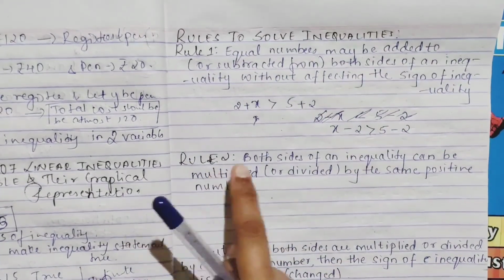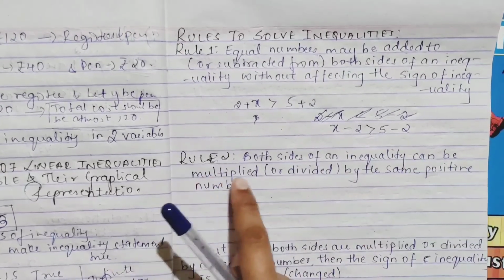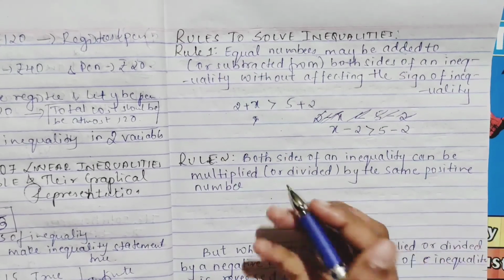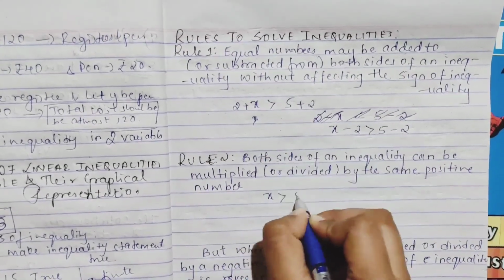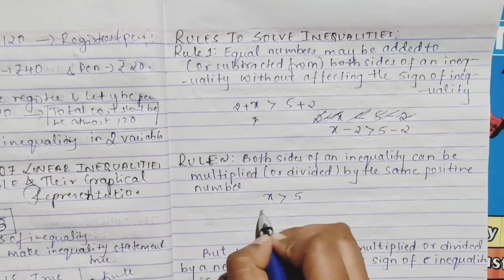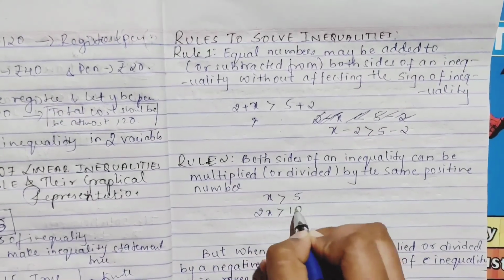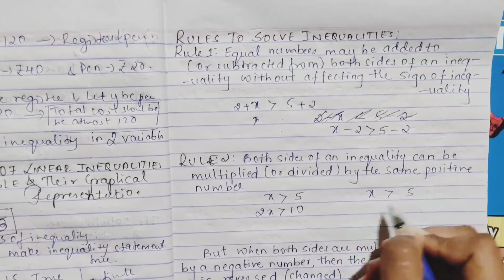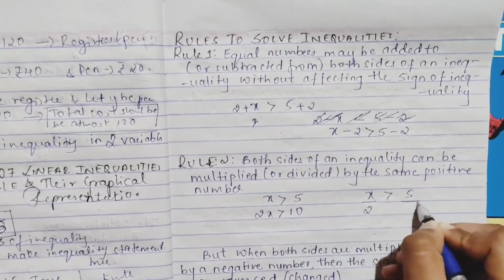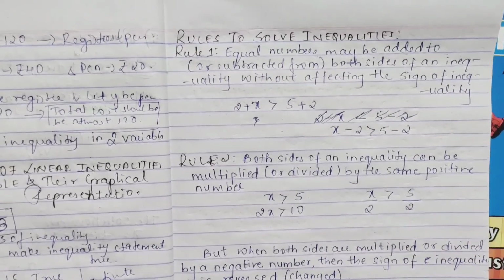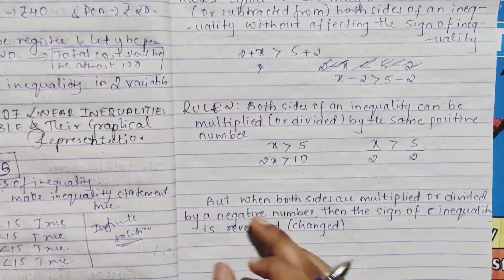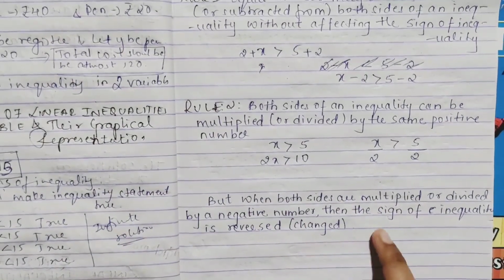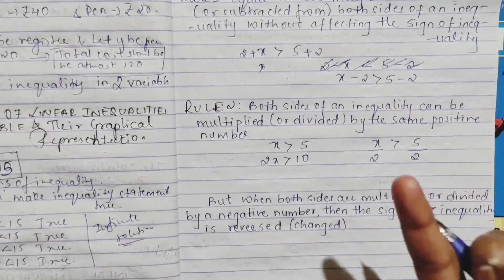Rule 2: both the sides of an inequality can be multiplied or divided by the same positive number. That was addition and subtraction, now multiplication. If you have x greater than 5 and you multiply by 2, this becomes 2x greater than 10, the same positive number. Now suppose you are dividing x greater than 5 by 2, both the sides you divide with the same positive number. But when both the sides are multiplied or divided by a negative number, then the sign of inequality is reversed. What does this mean?